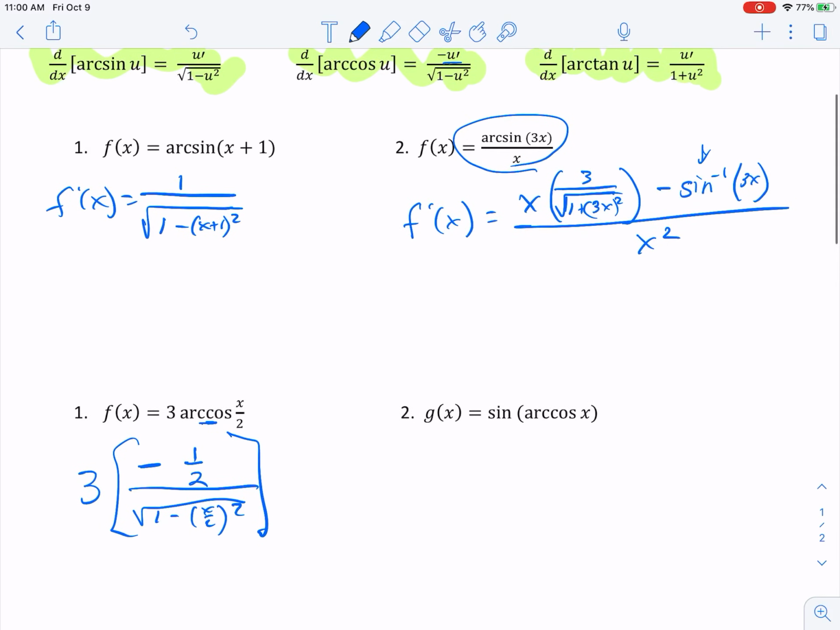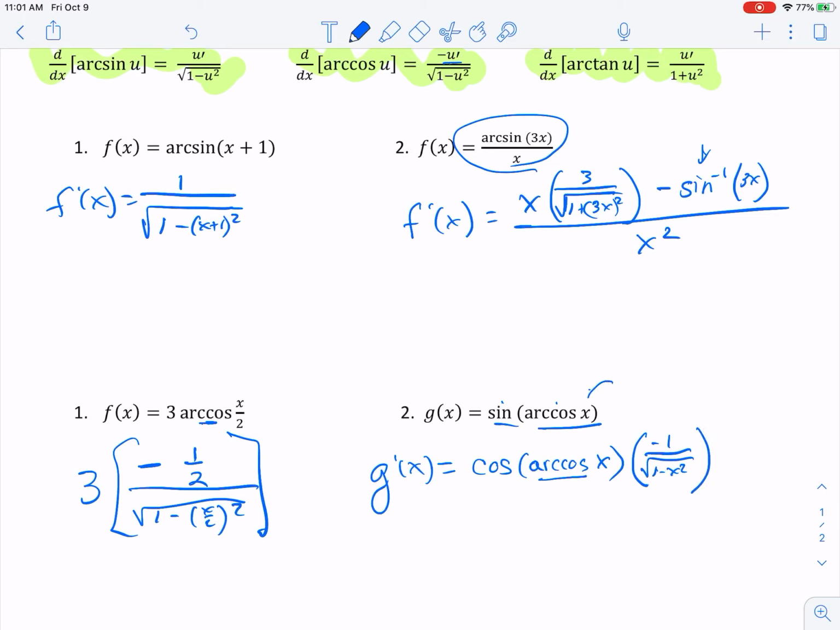Okay. Chain rule, you have a function inside a function. So take care of the sine first, which is the cosine of the arc cosine. Then you take care of the arc cosine, which is negative u prime over square root of 1 minus x squared. And then you got to take care of that, which is just x. Done. Weird looking, isn't it?